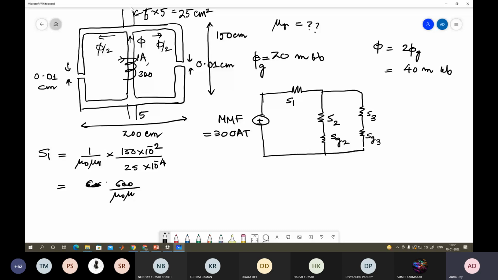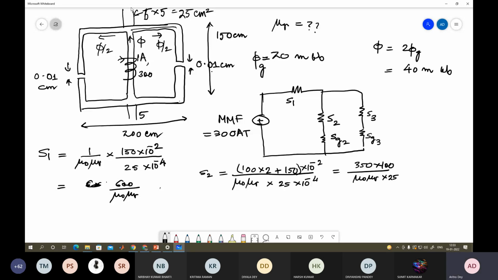This is your S1. What is your S2? S2 is equal to, for the entire thing, 150. Out of that, if you take out 0.01, then almost you can take it as 150 only. And what else you have? These two. So it is 100 and 100. So 100 into 2 plus 150 is your effective length. This is total 150, and this is 100, because 0.01 we are ignoring. So that is your length divided by mu 0 mu r into 25 into 10 to the power minus 4. There it is 10 to the power minus 2. So it is 350 into 100 over mu 0 mu r 25. So how much is it?